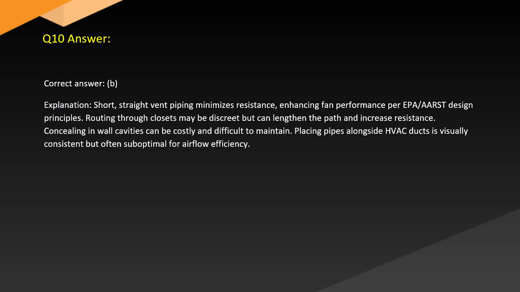Answer. Correct answer: B. Explanation. Short, straight vent piping minimizes resistance, enhancing fan performance per EPA design principles. Routing through closets may be discreet but can lengthen the path and increase resistance. Concealing in wall cavities can be costly and difficult to maintain. Placing pipes alongside HVAC ducts is visually consistent but often suboptimal for airflow efficiency.